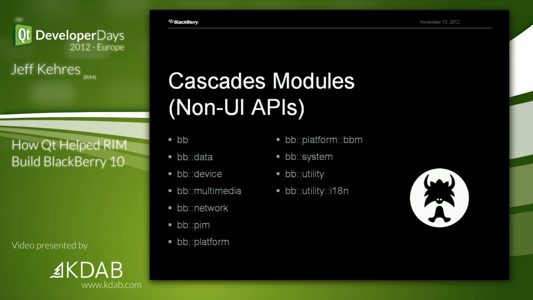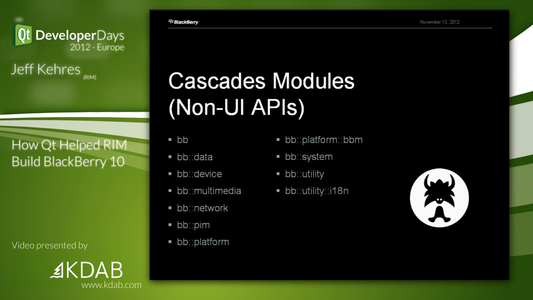BB device contains APIs for getting information about your hardware. So you can get information like the current battery level, what cellular networks you're connected to, what the pin of your BlackBerry is. BB multimedia contains APIs for playing and recording audio and for playing back video. And it's in this non-UI category because to play back video, you simply need to provide the handle of your QNX window, and the video will appear there. It's not dependent on any particular UI framework.